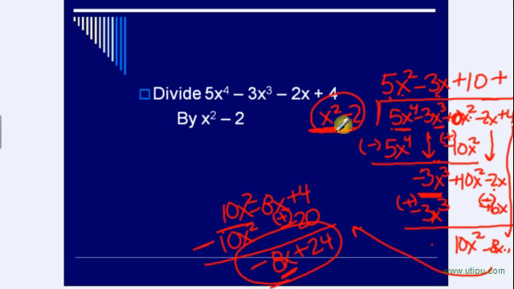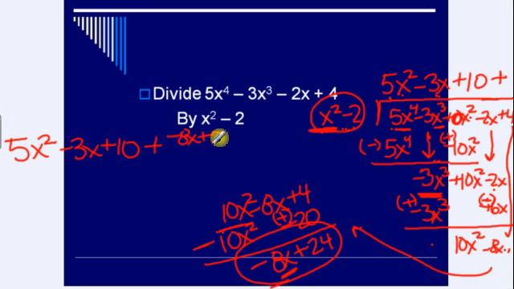So my answer to this division problem is 5x squared minus 3x plus 10 plus the remainder of negative 8x plus 24. And that remainder again needs to be over what I'm dividing by, of x squared minus 2.